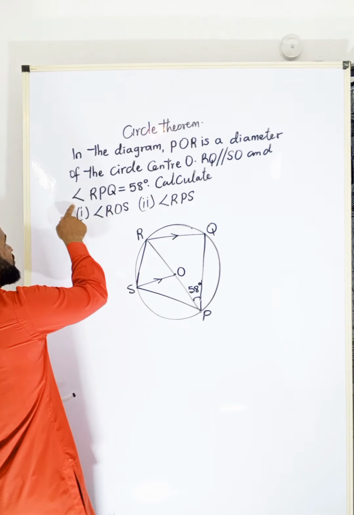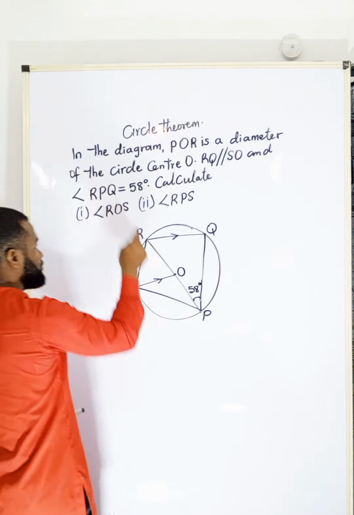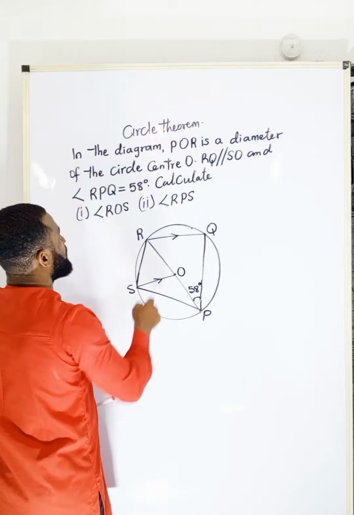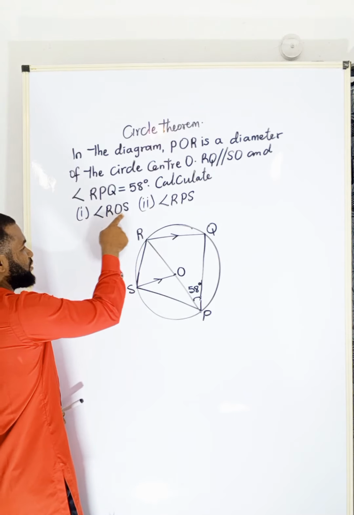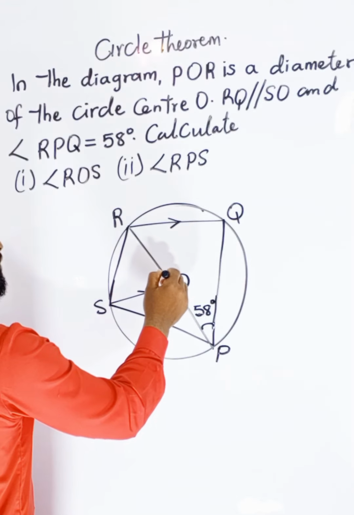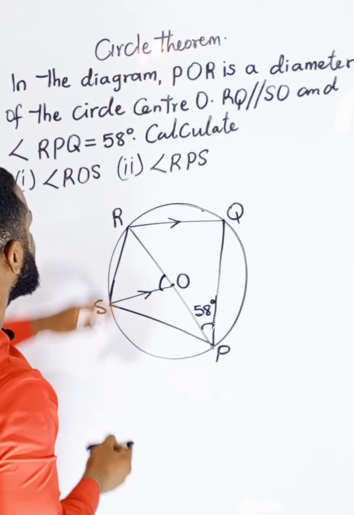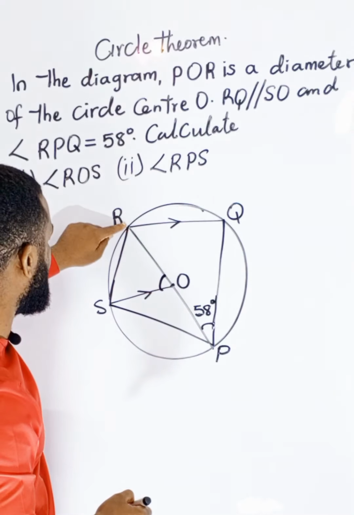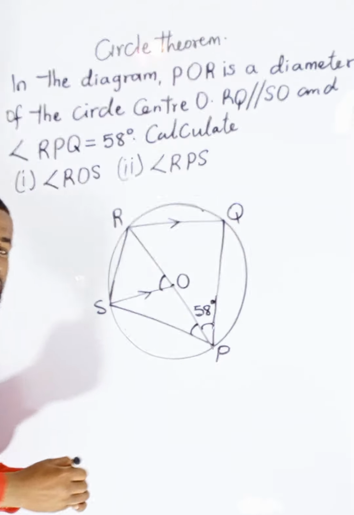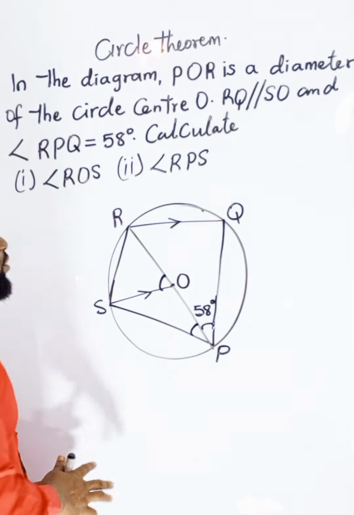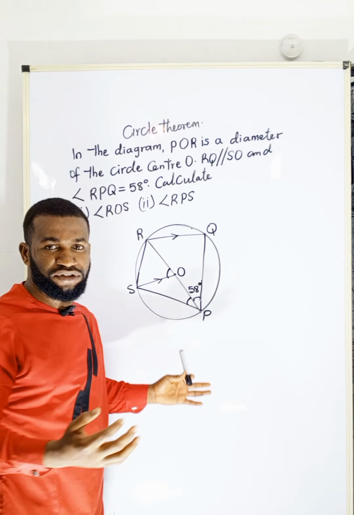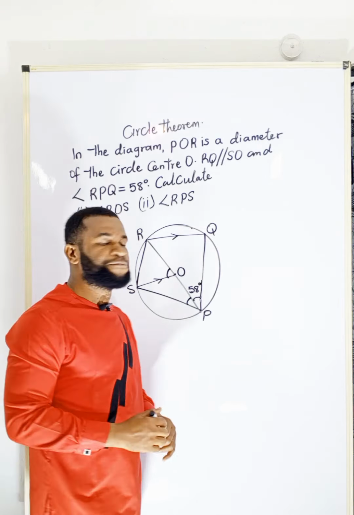Then angle RPQ is 58. Then calculate angle ROS, that is this angle, and then angle RPS, this angle. So there are two angles they say we should find here. All we need to do is just apply the simple theorems of a circle.